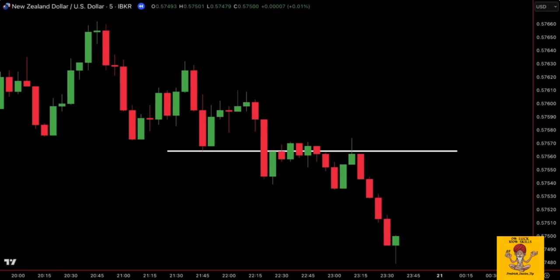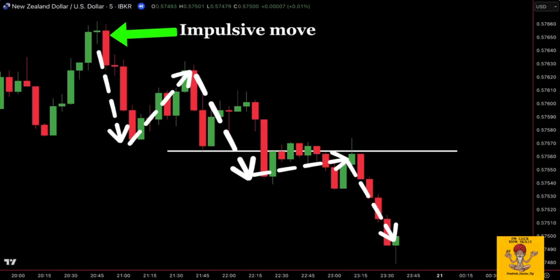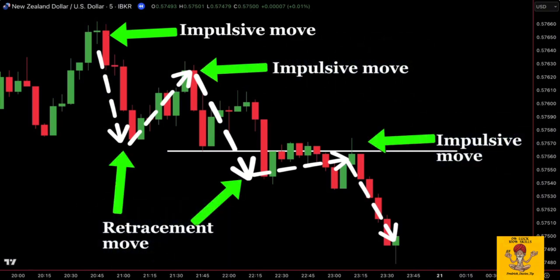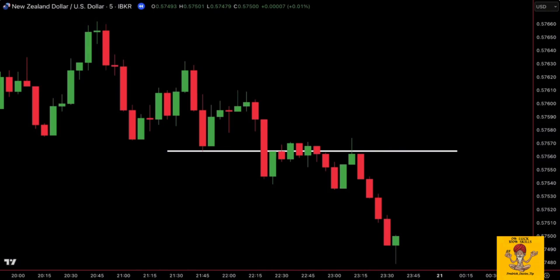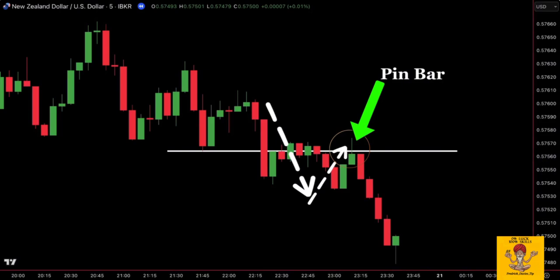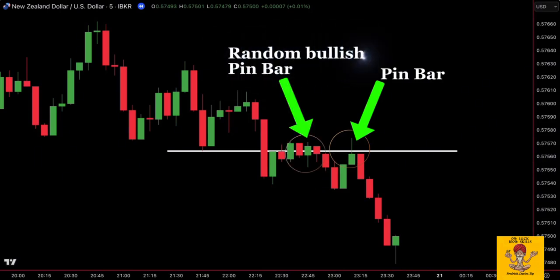Now, in a downtrend, same concept reversed. A downtrend has impulsive moves down, driven by smart money selling, and retracements up, temporary pullbacks as price breathes. Let's say price breaks through a key support level. It pulls back and forms a bearish pin bar at the new resistance level. That's your high probability signal, not the random bullish pin bar you saw earlier when price was aggressively falling.